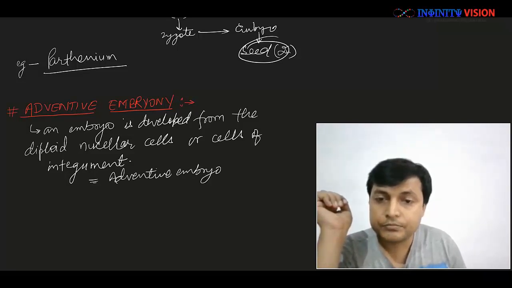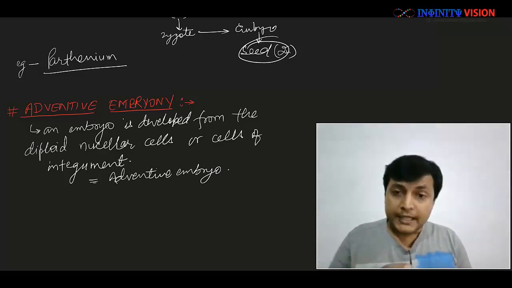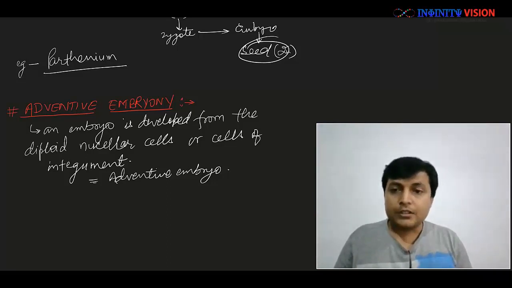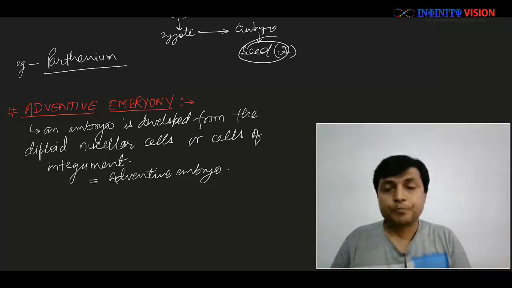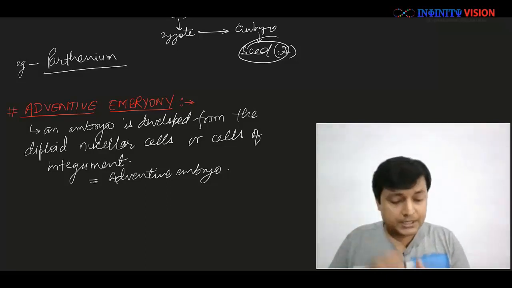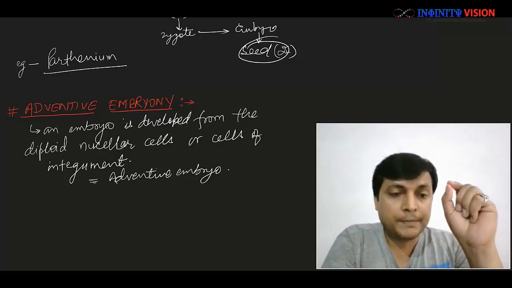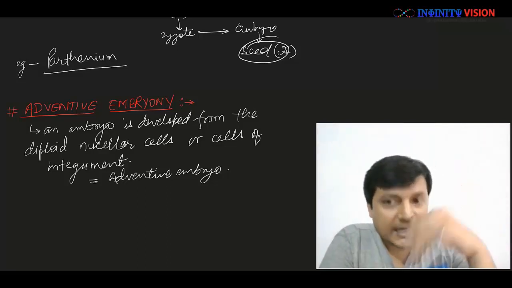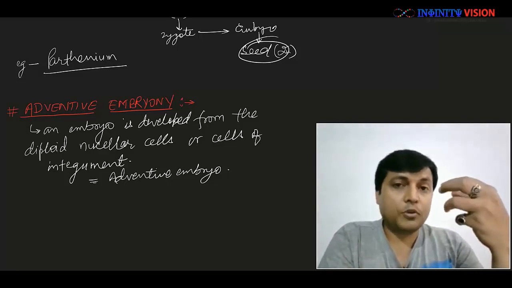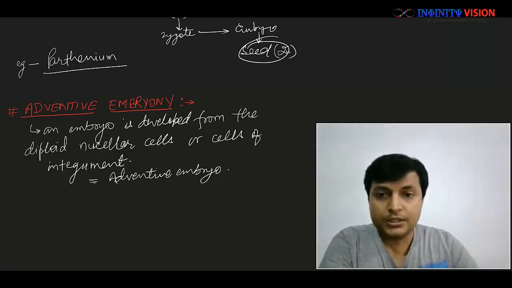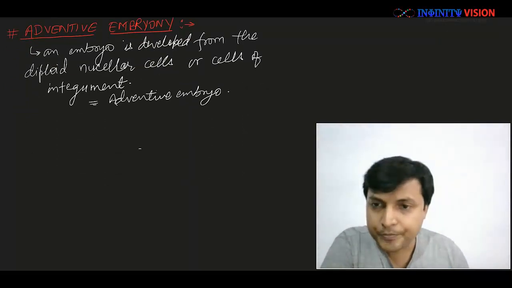Okay, correct. So what is happening is the egg cell has to form the zygote and then the embryo. But in some cases, what happens is the cells of the nucellus or the integument come inside the embryo sac and start to develop as a zygote and form the embryo. Okay, you can see here, let me draw it for you.